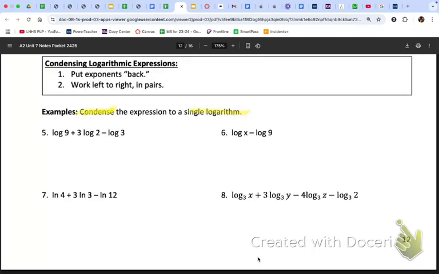Oh, no. It was there and then it went away. Oh my gosh, sorry. Okay, take two.